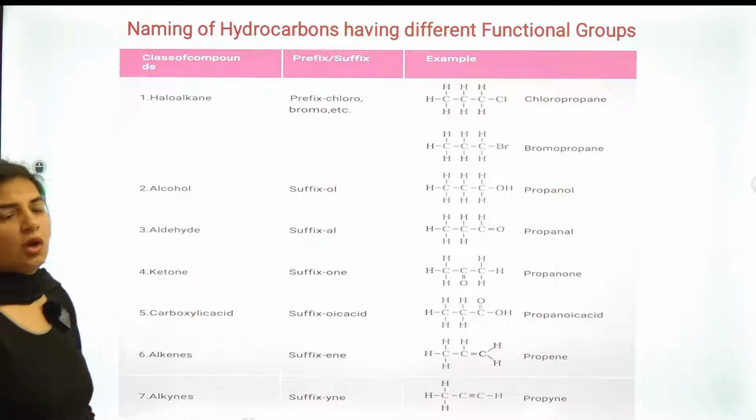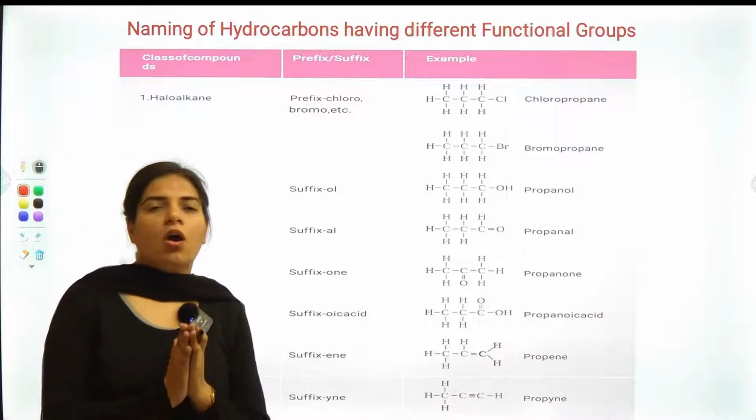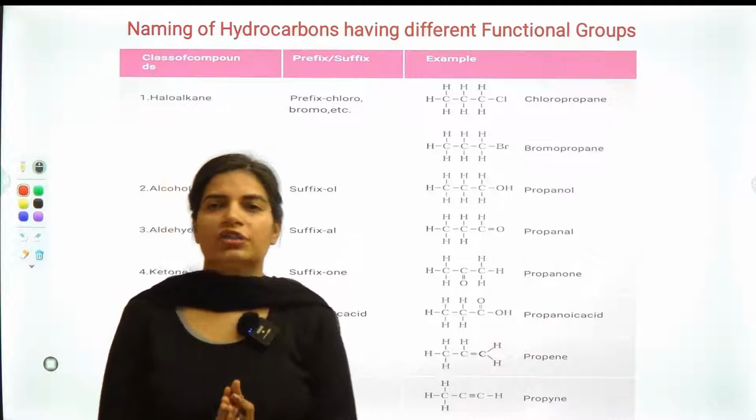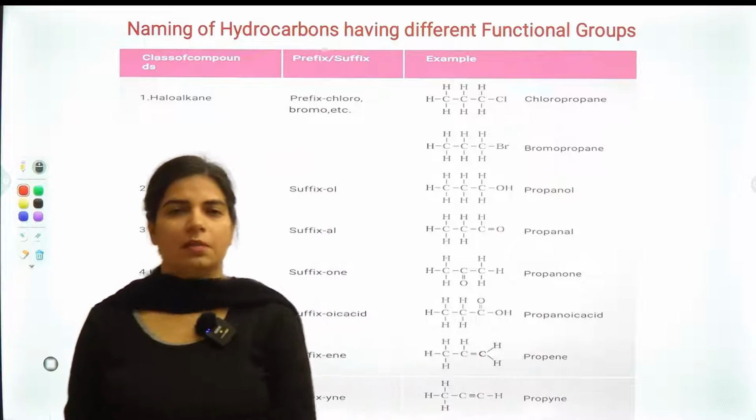So this is all about the organic portion of our chapter carbon and its compound.